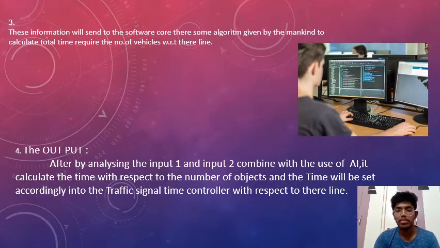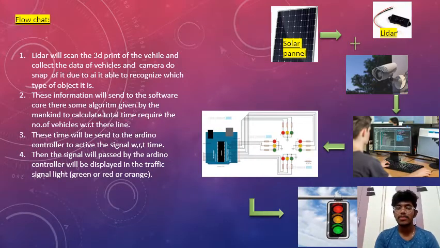After analyzing input 1 and input 2 combined with the use of AI, it calculates the time with respect to the total number of objects, and the time will be set accordingly into the traffic signal time controller with respect to their line.